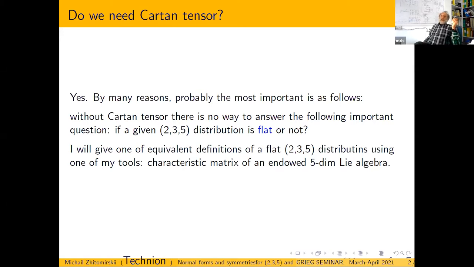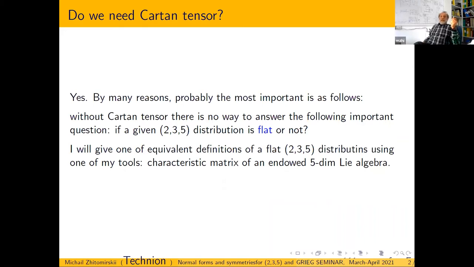Without it, there are only some particular cases, when we know that the distribution is homogeneous and we know its symmetries, which form some algebra. Then we have to see whether such an algebra is a subalgebra of G2 or not, but even in this case it is equivalent to finding the Cartan tensor. And if there are no visible symmetries, then the Cartan tensor is the only way. Flat.